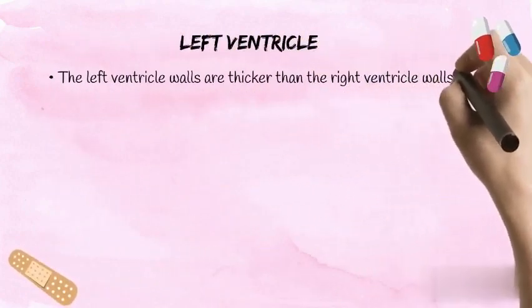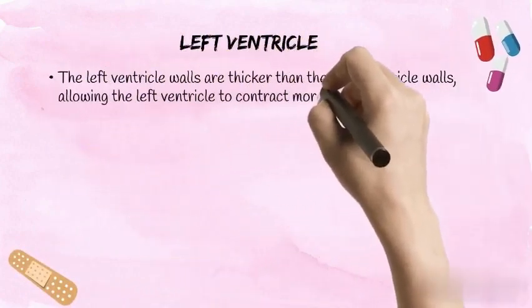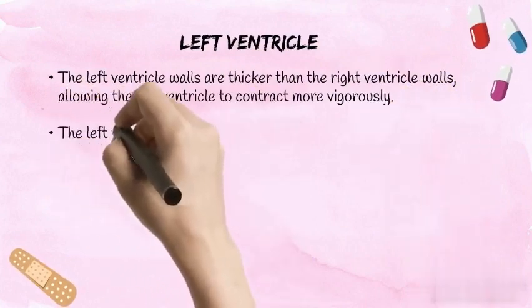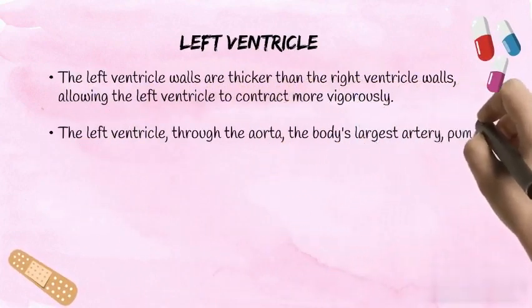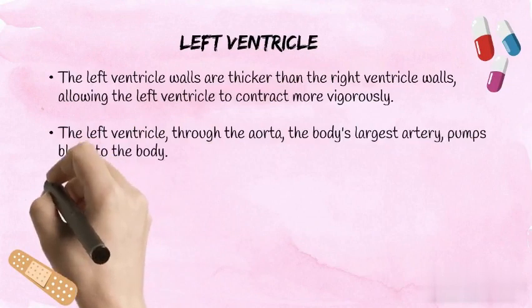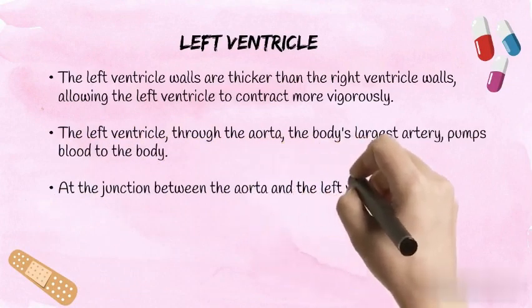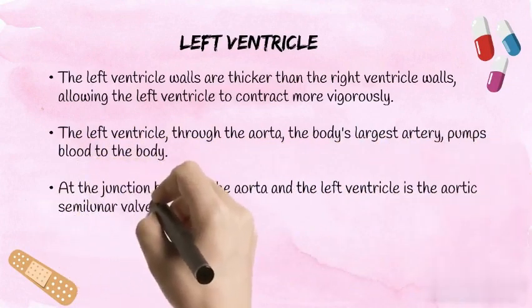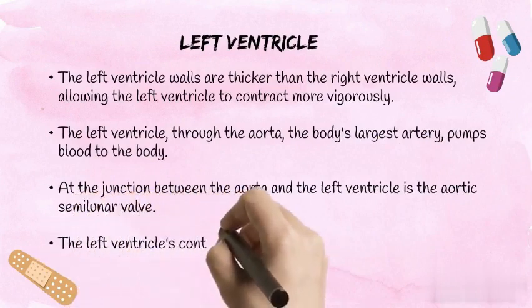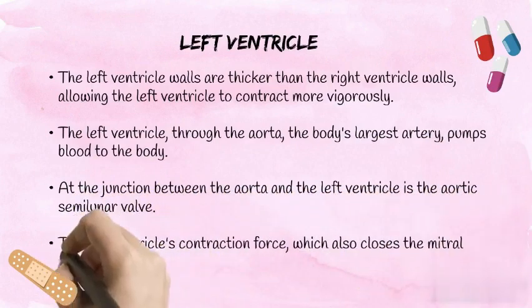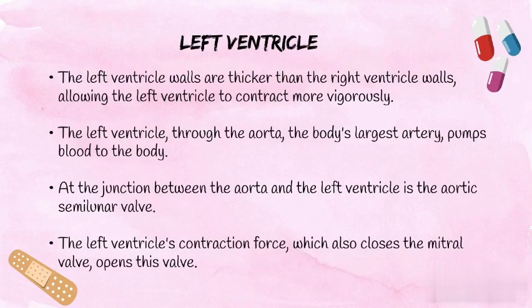Left ventricle. The left ventricle walls are thicker than the right ventricle walls, allowing the left ventricle to contract more vigorously. The left ventricle pumps blood to the body through the aorta, the body's largest artery. At the junction between the aorta and the left ventricle is the aortic semilunar valve. The left ventricle's contraction, which also closes the mitral valve, forces this valve open.